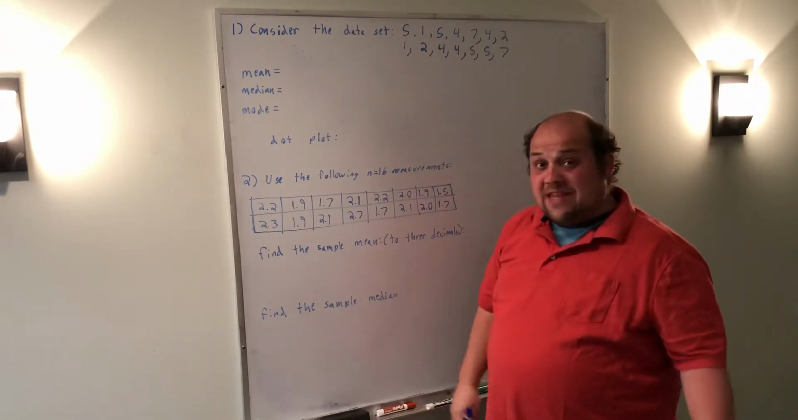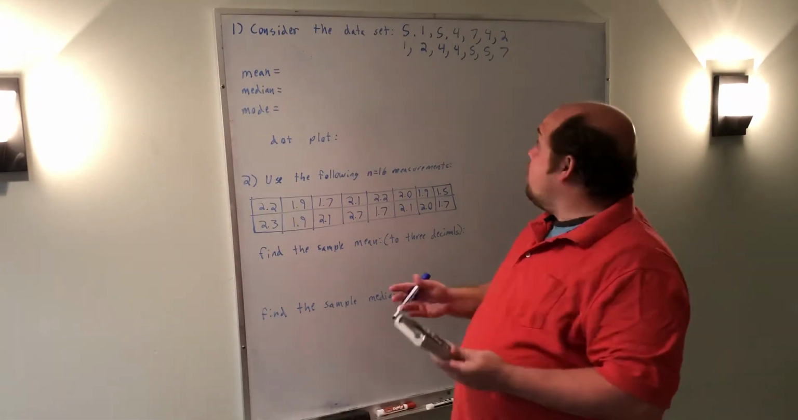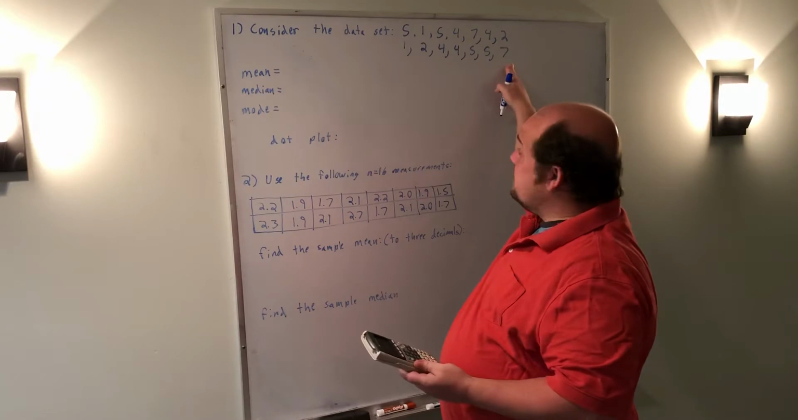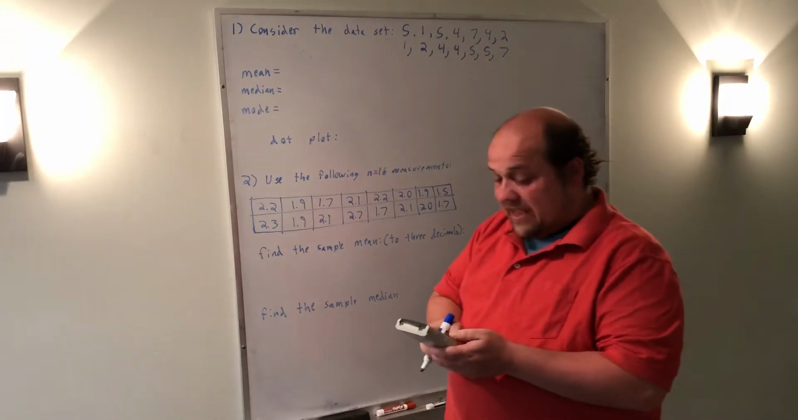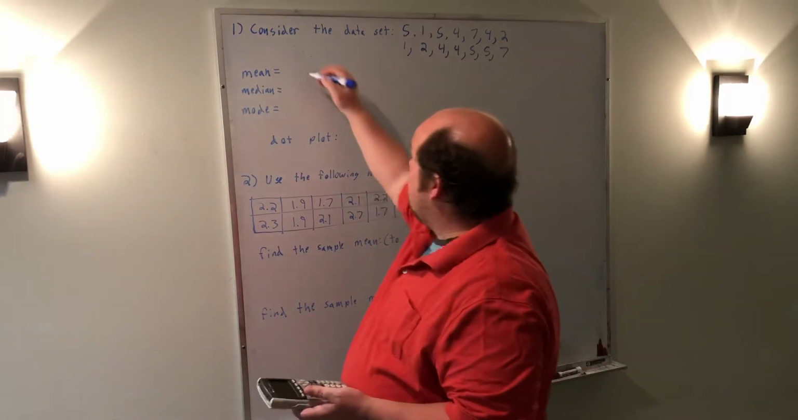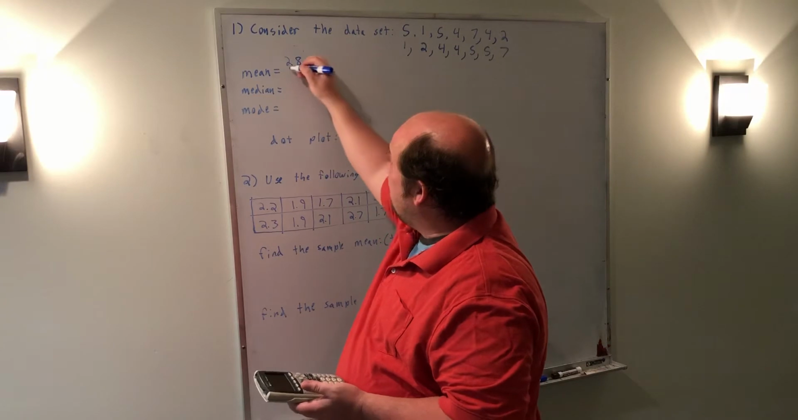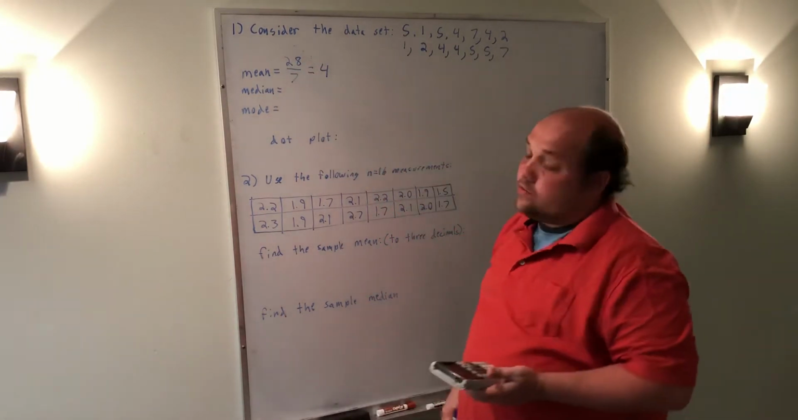When I go to find the mean, that won't necessarily help me, but it will help me for the median and the mode. When I go to find the mean, I just want to add together all these numbers and divide by how many numbers I have. When I add together in my calculator 1 plus 2 plus 4 plus 4 plus 5 plus 5 plus 7, I get a total of 28. If I divide that by the 7 numbers we have, that tells me that my mean is 4.